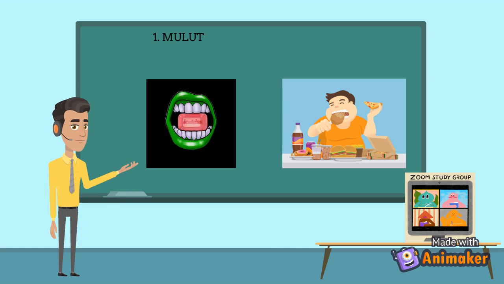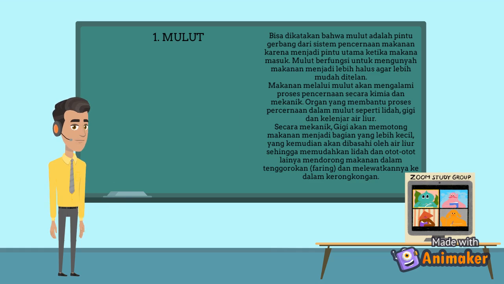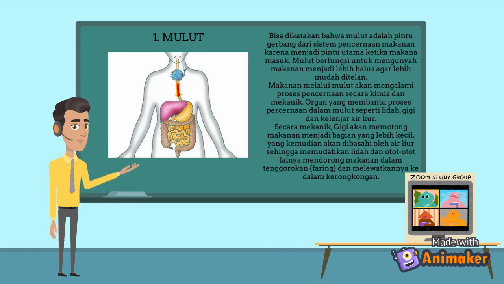1. Mouth. It can be said that the mouth is the gateway to the digestive system because it is the main door when food enters. The mouth functions to chew food so that it is easier to swallow. Food through the mouth will undergo a chemical and mechanical digestion process. Organs that help digestion in the mouth, such as the tongue, teeth and salivary glands. Mechanically, the teeth will cut the food into smaller pieces, which will then be moistened by saliva, making it easier for the tongue and other muscles to push food down the throat, pharynx, and pass it into the esophagus.